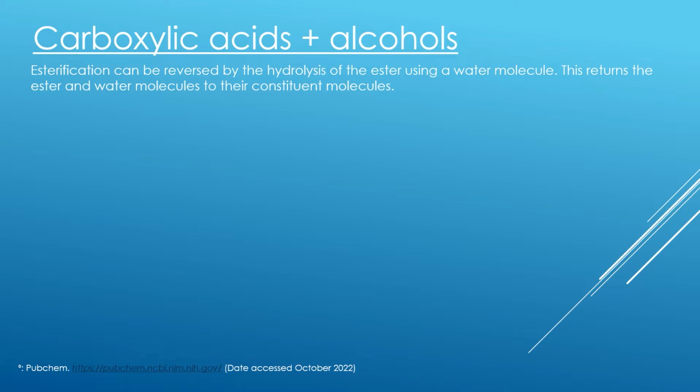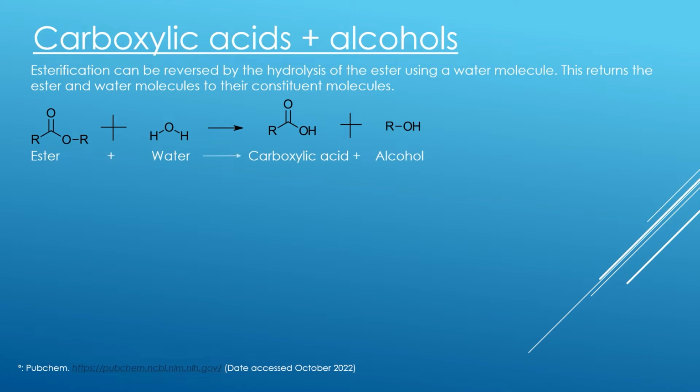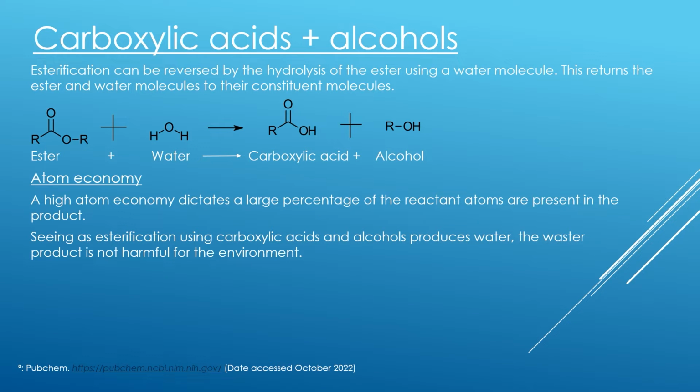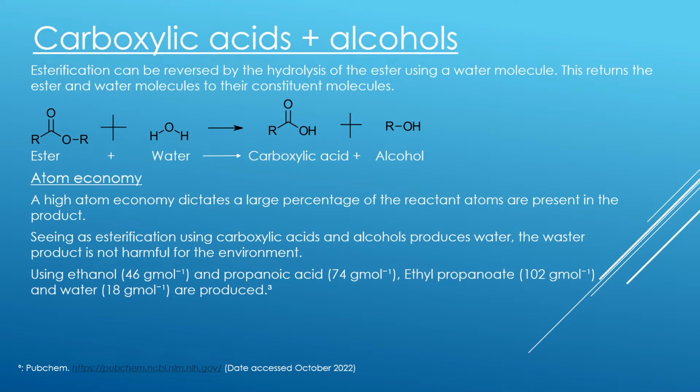Esterification can be reversed in a process called hydrolysis. This occurs when a water molecule breaks a carbon-oxygen bond, returning the ester to its constituent molecules of a carboxylic acid and an alcohol. The atom economy of a reaction is dictated by a large proportion of the starting molecules being present in the desired product. The atom economy of an esterification using carboxylic acids and alcohols is relatively high due to only water being produced as a waste product.